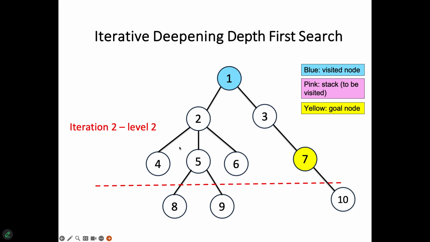Now at the next iteration, we are at level 2, right? At each iteration, it starts from the beginning, okay? So again it starts from 1. Again, we are at this blue visited node, right? Then next step, where do we go? We have 2 and 3, right? These are added to the stack. 3 was added to the stack first and then 2, so we are going to visit 2. Now can I go deeper?